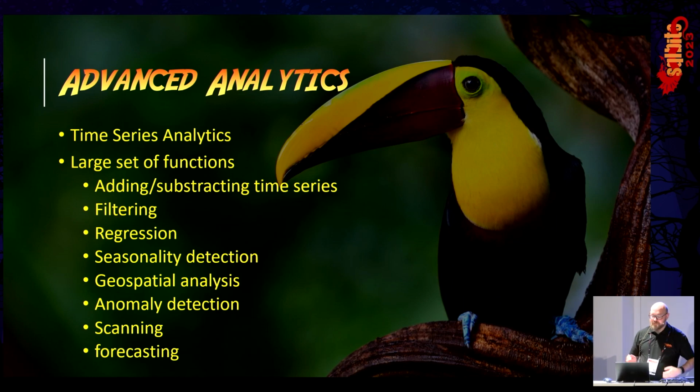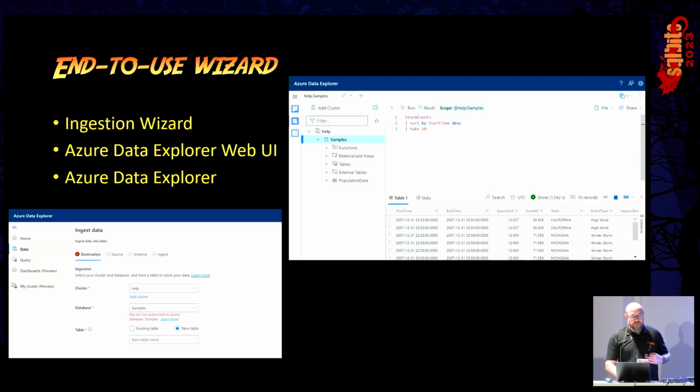So if there is some seasonality in your data, and maybe some seasonality you don't know, then you can use the advanced analytics in Azure Data Explorer to explore something like seasonality. You can do geospatial analysis. You can do anomaly detection. So if there are some data points which are not aligned with all the other data in your data set, then you can do anomaly detection. You can do scanning, and you can do forecasting. There are some end-to-end ready-to-use wizards, like an ingestion wizard. There is the Azure Data Explorer Web UI, and there is the Azure Data Explorer desktop application, which is a Windows application you can download and use.